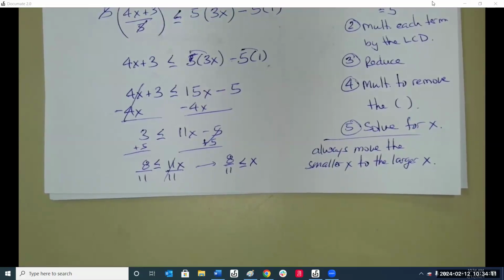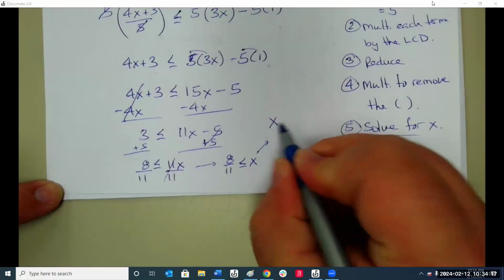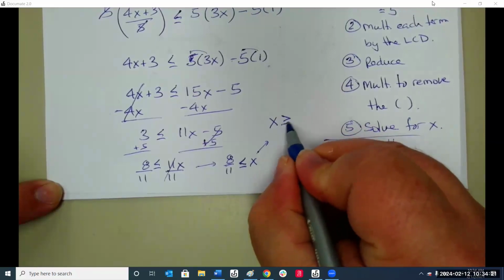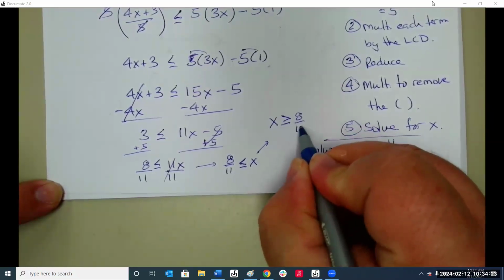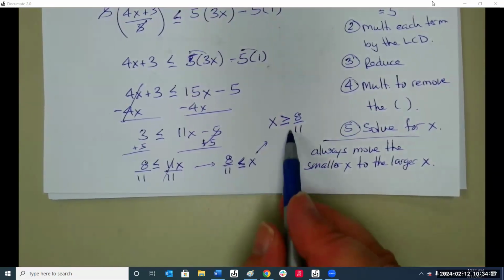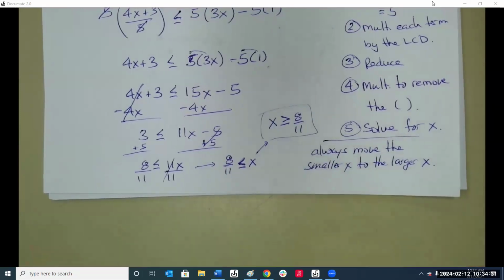X is on the right-hand side. So how do we flip it? When we flip it, we get what? It's pointing to the answer, so it's pointing away from x. The arrows have to point to where it's pointing. Now we can graph it.